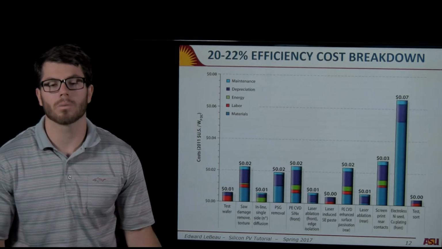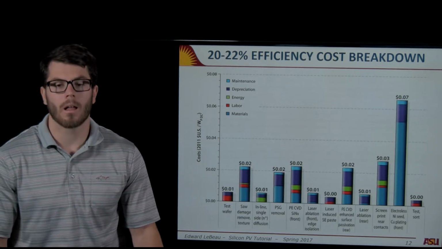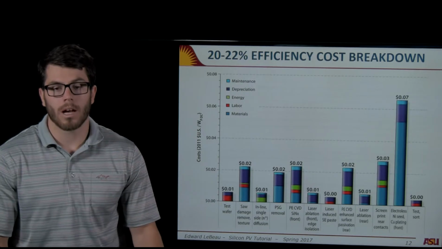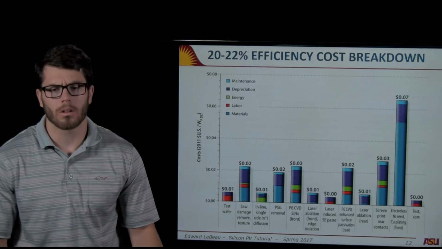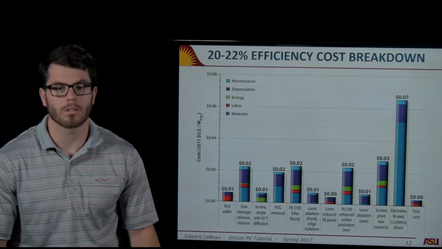Well, the big reason there is we no longer use silver paste in this process. Silver is very expensive. So that is the cause for the reduction, among a few other little things here and there. But again, what's our major costs? Materials and depreciation.